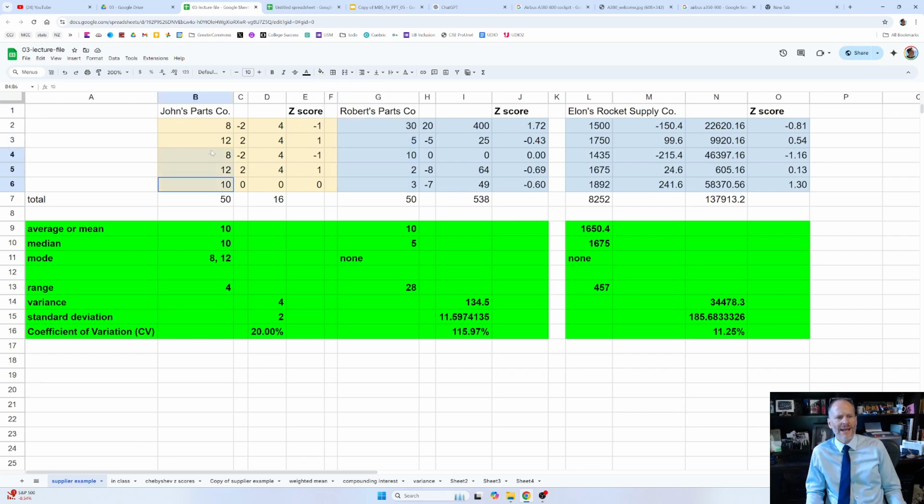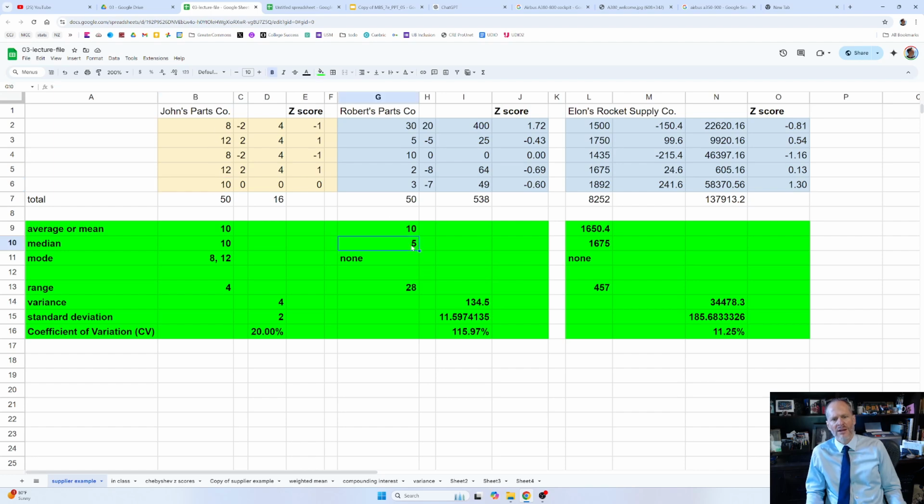Over 5 days, they had a total number of 50, which was the number of days in total that it took them to deliver parts over 5 days, 5 different orders. And then the average for each of them is 50 divided by 5, which is 10. That's the average for each of them. And then the median for John, just as a reminder, this is another measure of central tendency. The median is 10. That's the middle data. It's got 2 8s on one side and 2 12s on the other. The middle value is 10.